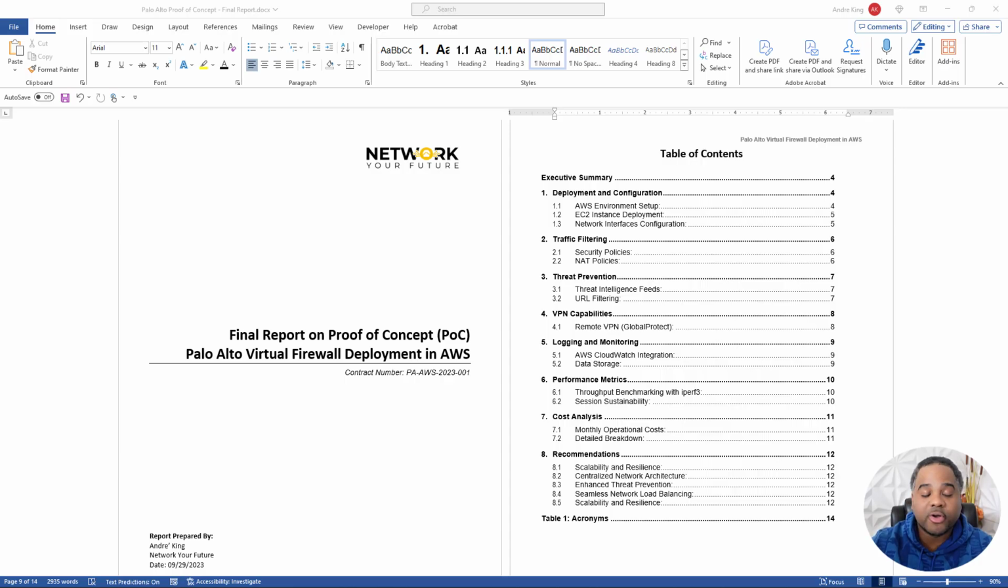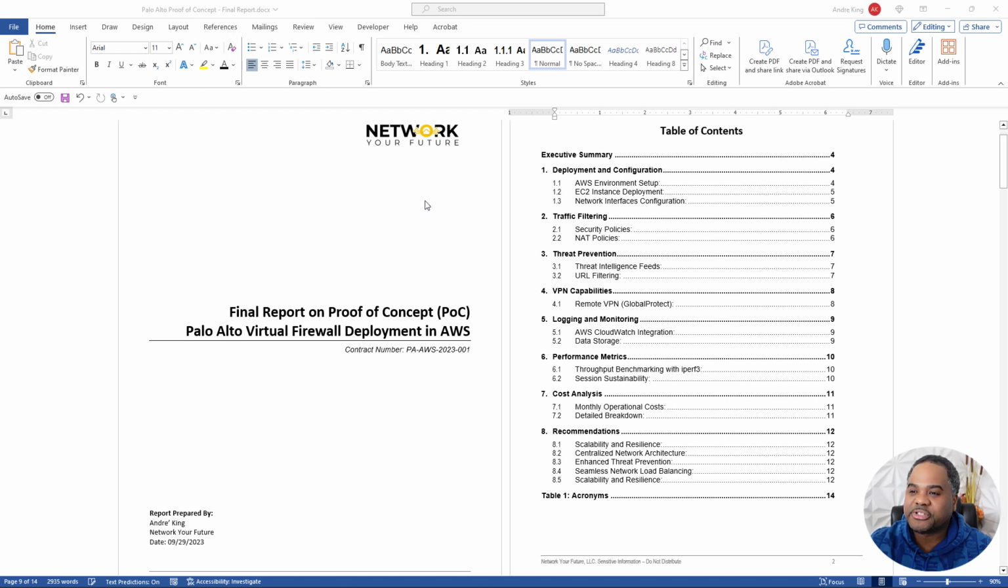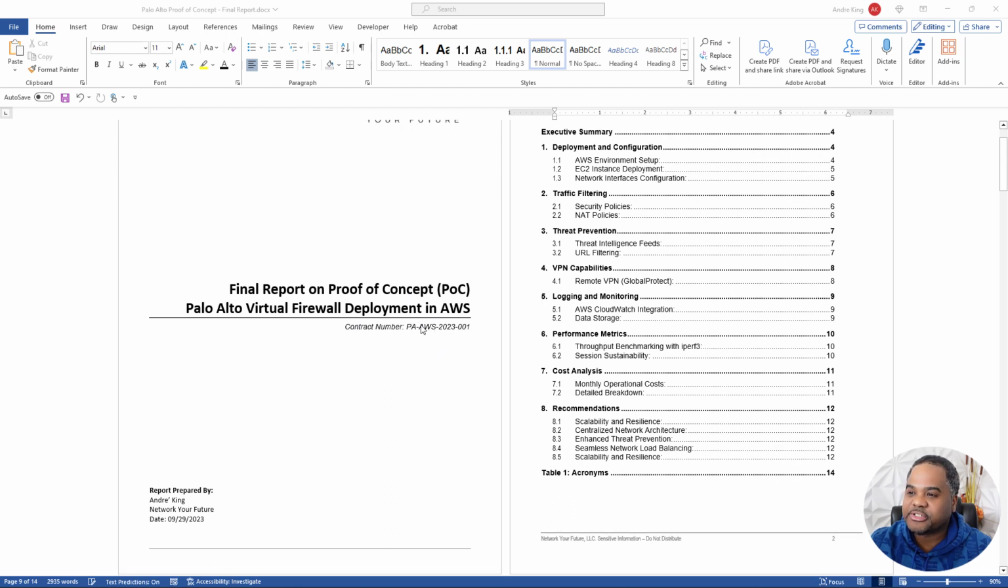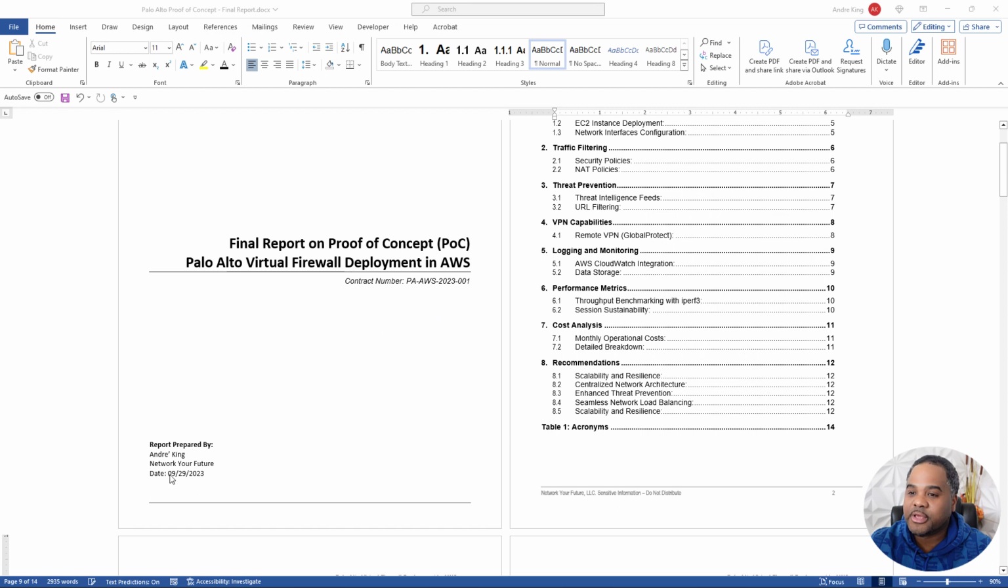So as you can see here, I've gone ahead and done the hard work and basically produced the documentation for the contract. Starting up top, of course, for a final report, you do want to put the company's logo if you have one there, just to make it look a little bit polished. And then just a simple title here. And because we do have a contract number, it's good to just go ahead and put that on the title page as well. And the report prepared by myself, Andre King, representing Network Your Future on the 29th of September. So we squeezed it in by one day. Of course, we needed to get this in by the 30th.